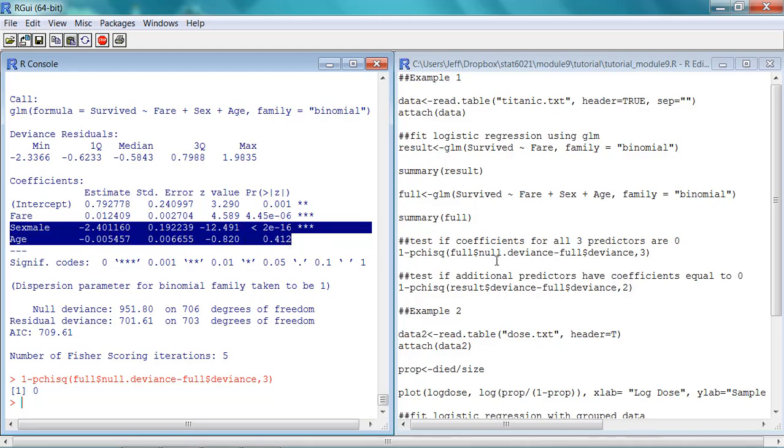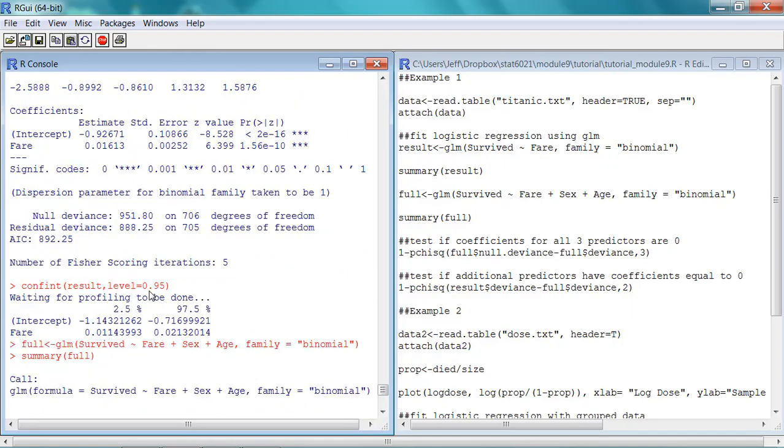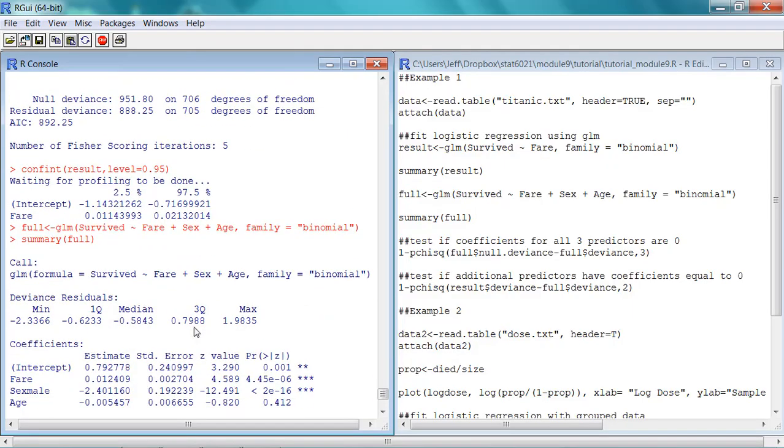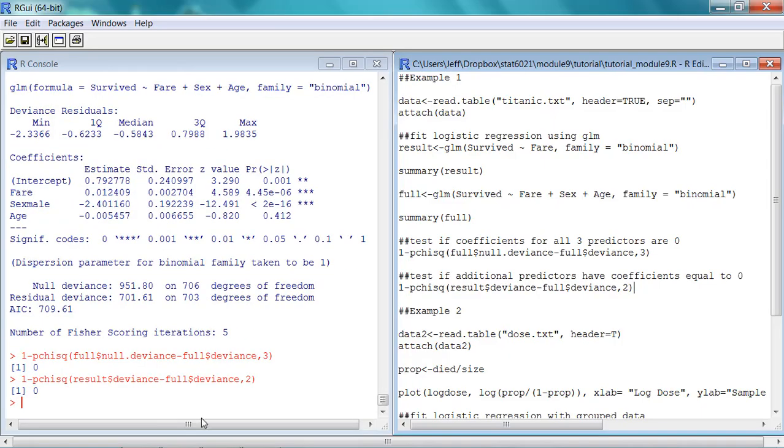So again, we are going to carry out something similar to the partial F-test. We're just going to calculate our delta G-squared test statistic by looking at the difference in the residual deviances between this model and the model with just one predictor. So that's where this comes in. It's basically the difference in the residual deviances between the two models. 2 degrees of freedom because we are looking at an additional 2 predictors, and then we're using the p chi-square function to find the p-value and subtract that from 1.